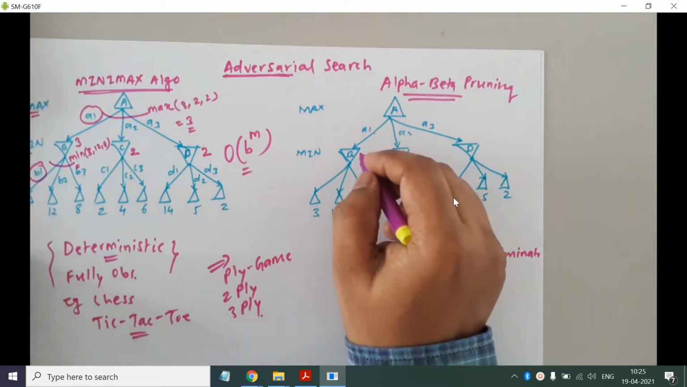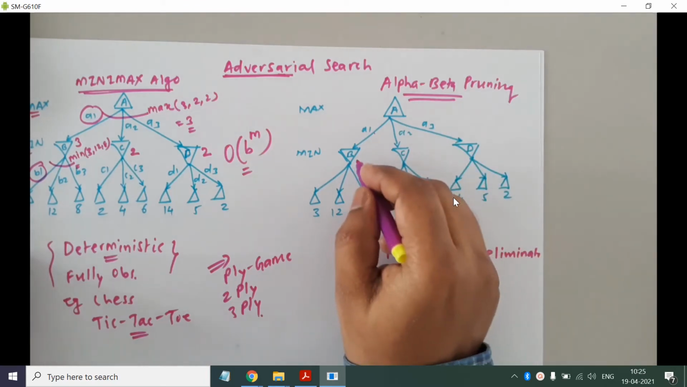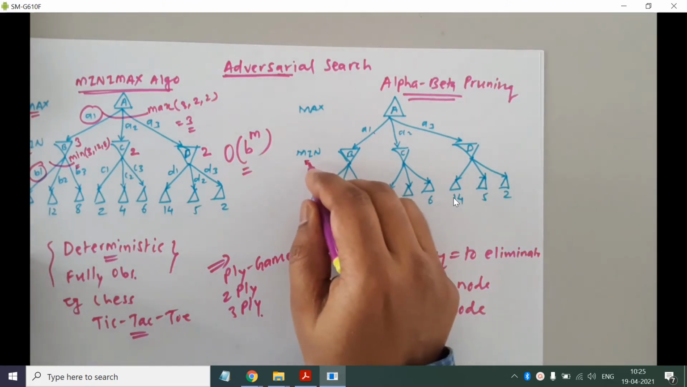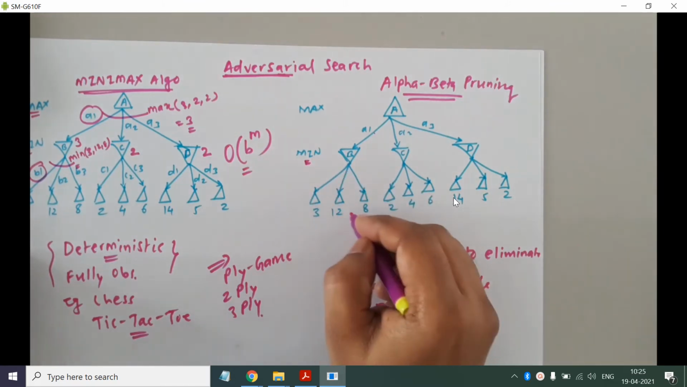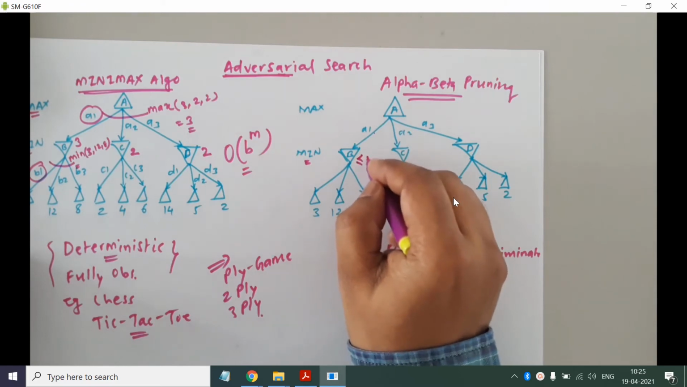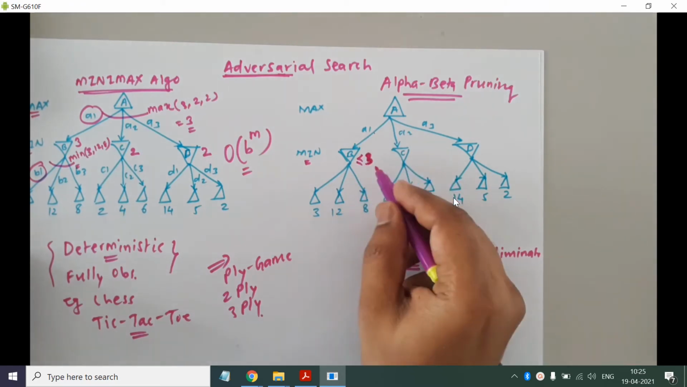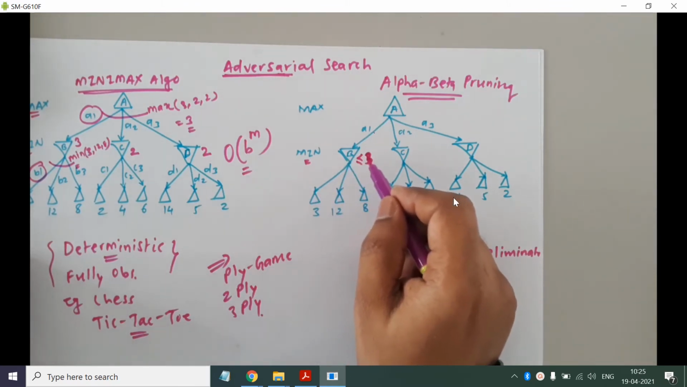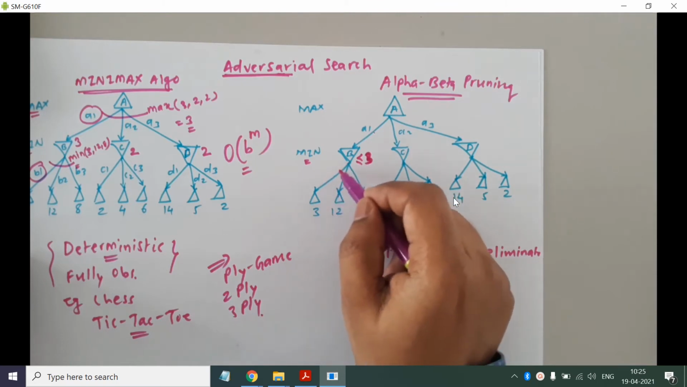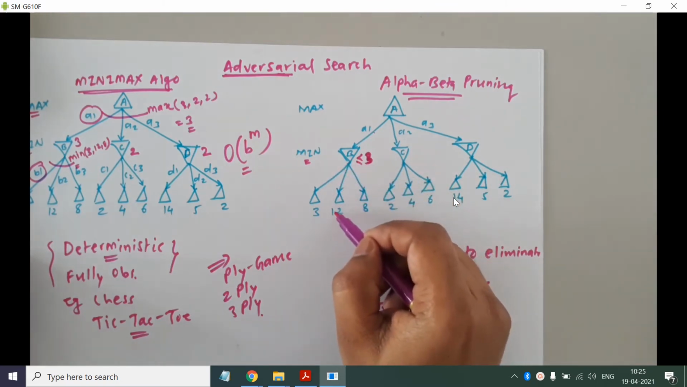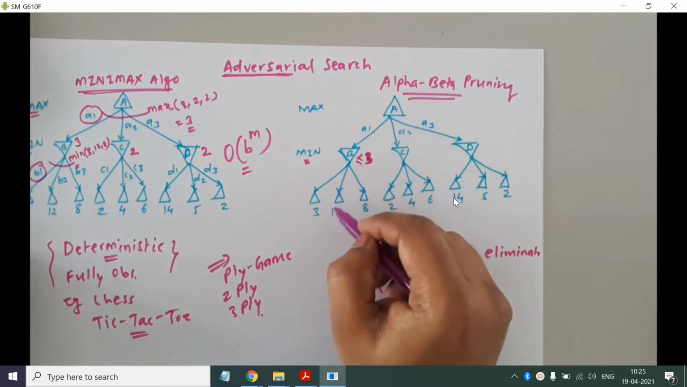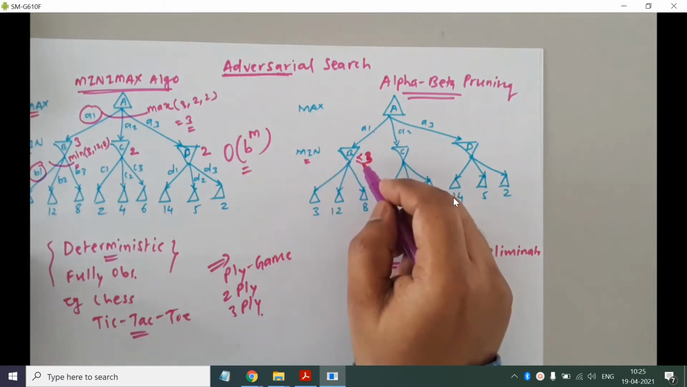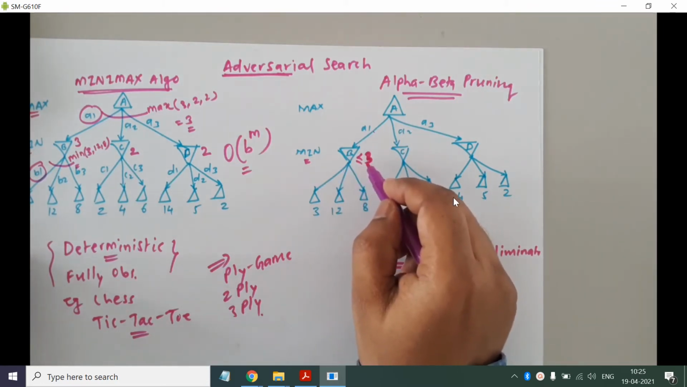Now what is the working of this algorithm? Here we will first visit the first node, that is 3. The min node will try to minimize this utility value, so its beta value will be less than or equal to 3. It will try to get a lesser value than this. Then we'll go to this node, that is 12. Is 12 greater than this? This is not reducing the beta value, right? So the beta value remains less than or equal to 3.